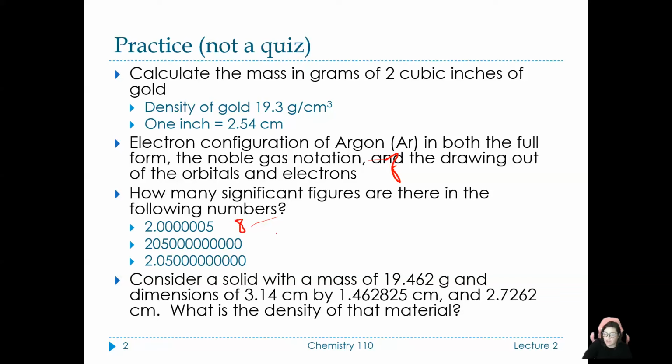2, 0, 5, and then a whole bunch of zeros. There are only 3 there. So the 2, the 0, and the 5.